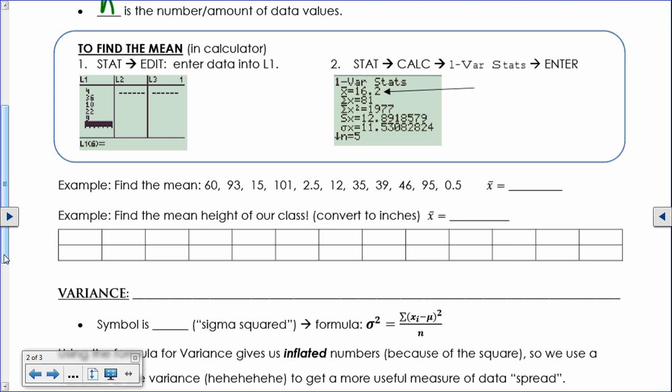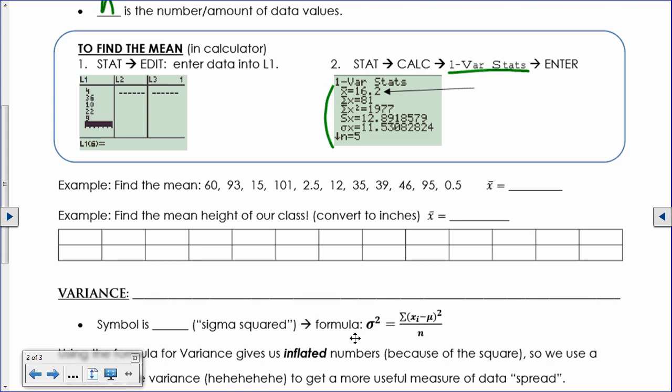This is still stat edit, stat calc. We're going to use something different in stat calc. When you've hit stat edit and put in the information, now you're going to hit stat calc, and you're going to see the list that has all of your options. Normally we use 4, 5, 6, or 7 when we're trying to find the equations. Instead, we're going to use the first one, 1-Var Stats, and then push enter, and you should see all this information.